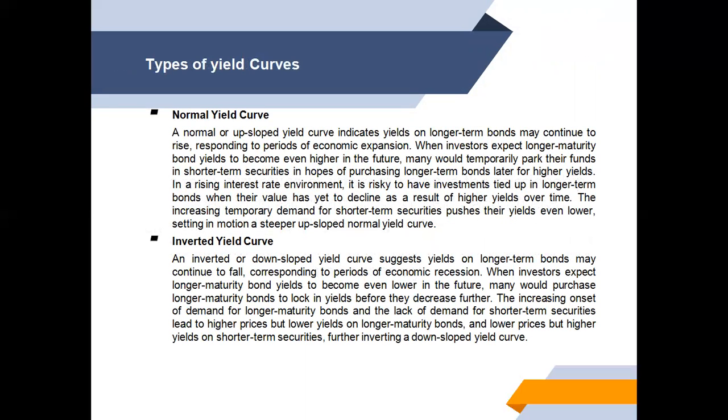These yield curves could be of three types. A normal or upsloped yield curve indicates yields on longer term bonds may continue to rise, responding to periods of economic expansion. When investors expect longer maturity bond yields to become even higher in the future, many would temporarily park their funds in shorter term securities in hopes of purchasing longer term bonds later for higher yields.